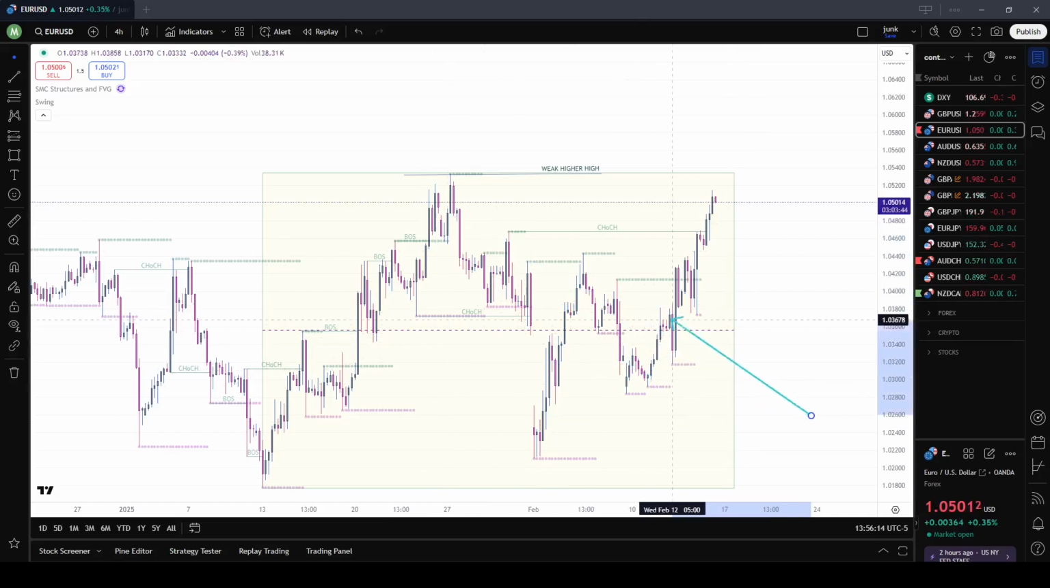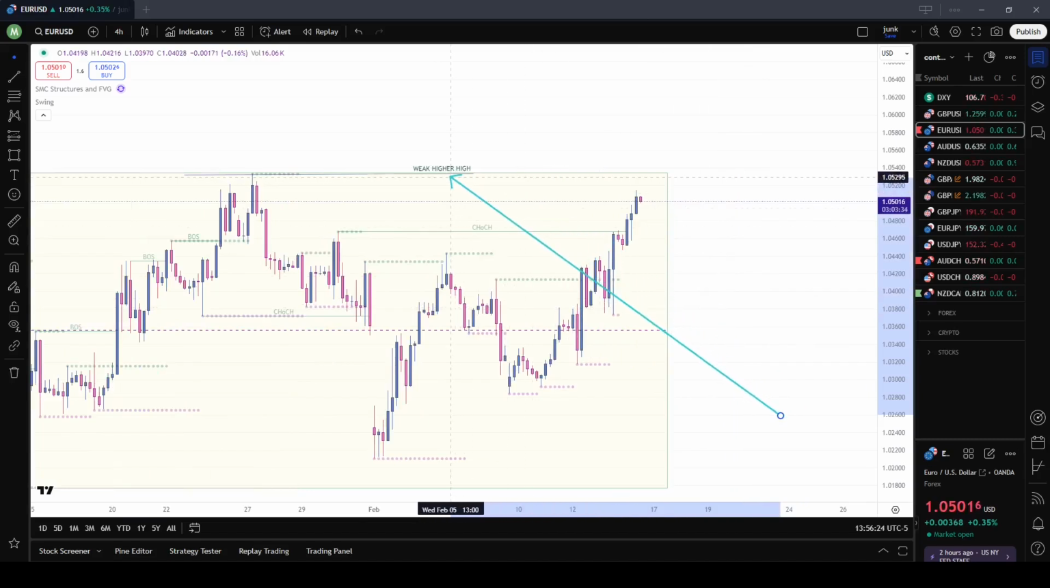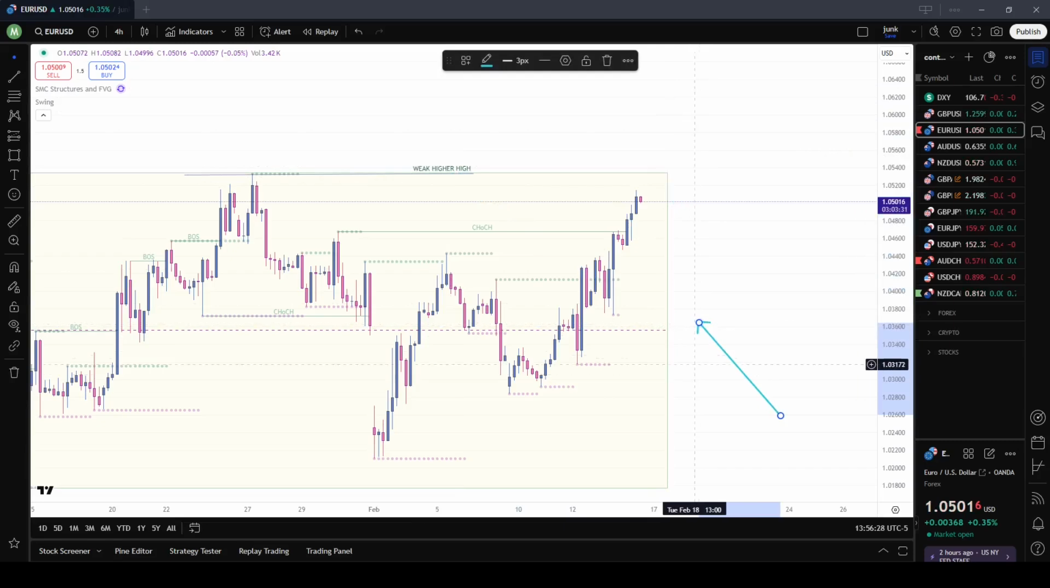Now the internal structure is bullish, making higher highs, higher lows, higher highs, higher lows, continuing that trend. Looking to push, targeting this high, break it out further. Looking for any type of pullback, take an opportunity to buy.